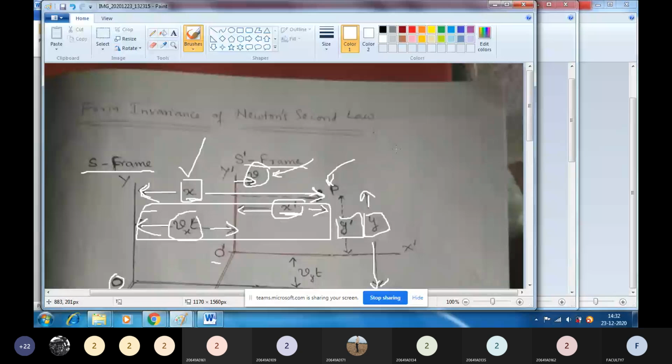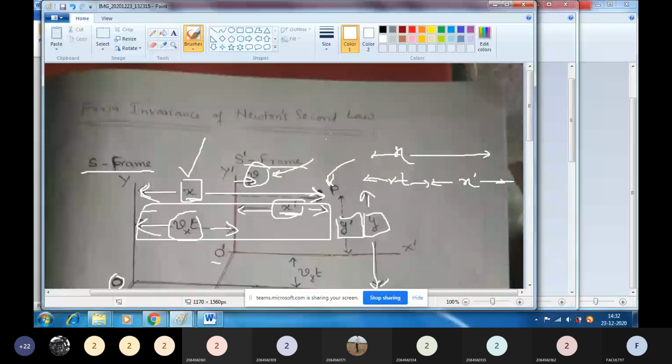Let me do one thing. X is there. So x equals, up to a certain point you are getting Vt, and thereafter you are getting x prime. So if you add these two, you are going to get x. Now instead of drawing this, we are going to write it in the form of an equation.